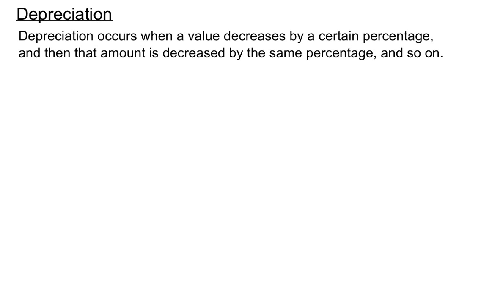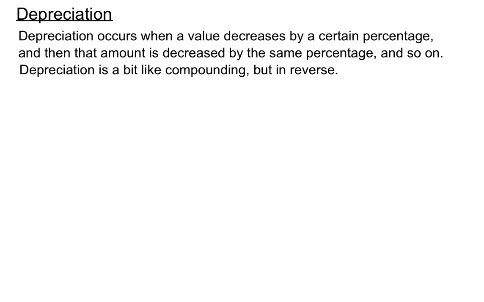Depreciation occurs when a value decreases by a certain percentage and then that lower amount is decreased by the same percentage and so on, year after year. Depreciation is a bit like compounding, but it's not growing on itself, it's losing value, so it's sort of in reverse, but is related to compound interest.